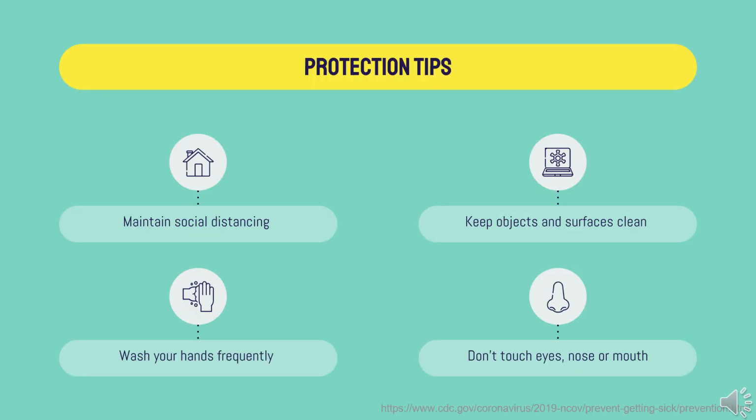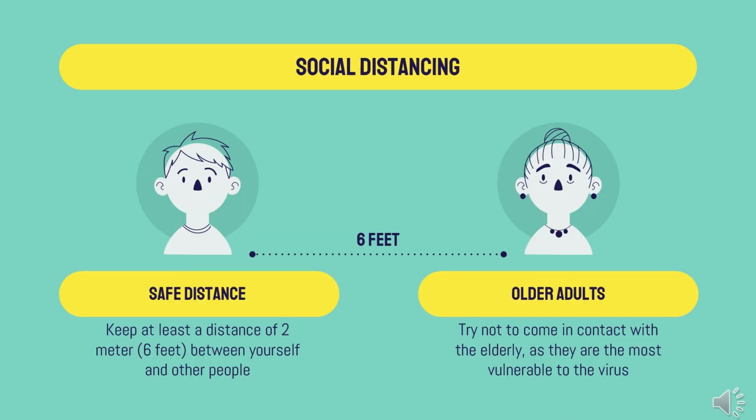We could reduce our chances of being infected or spreading COVID-19 by taking some simple precautions such as maintain social distancing, wash your hands frequently, keep objects and surfaces clean, and don't touch eyes, nose or mouth. Maintain at least 2 meters, that is 6 feet distance between yourself and others, because when someone coughs, sneezes, or speaks they spray small liquid droplets from their nose or mouth which may contain viruses. If you are too close, you can breathe in the droplets, including the COVID-19 virus if the person has the disease.